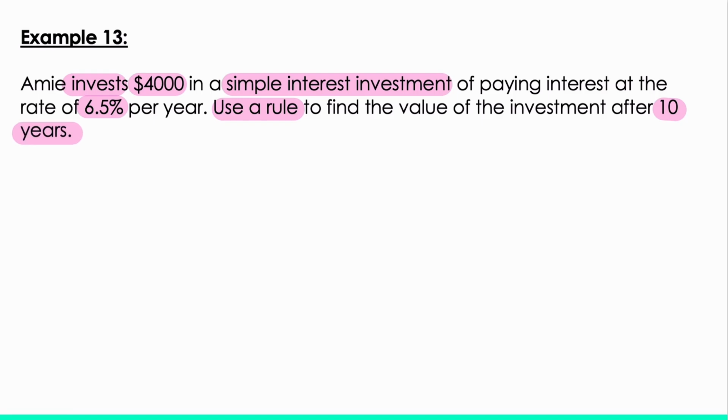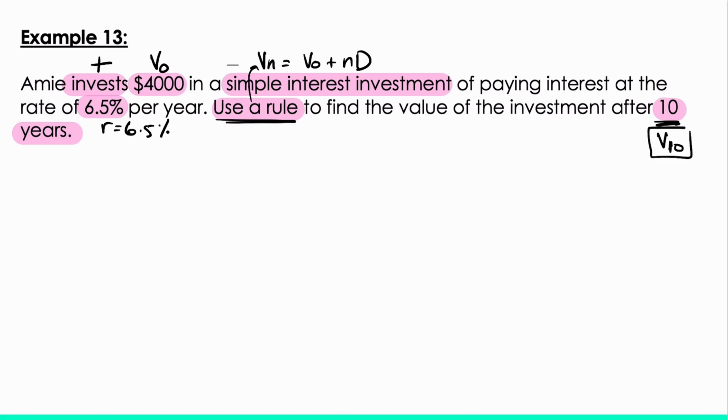So I've gone ahead and done my highlighting. Now I'm going to annotate. Investing, as I mentioned, is a plus. 4,000 is my V0. Simple interest investment. So I'll just quickly write the rule so I know what I'm doing. I'll remember that the rate is 6.5%, and then it says use a rule, which is quite convenient because I've already written that out. And we want it after 10 years, so we're looking for V10.